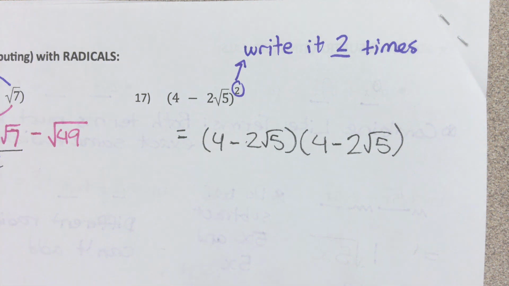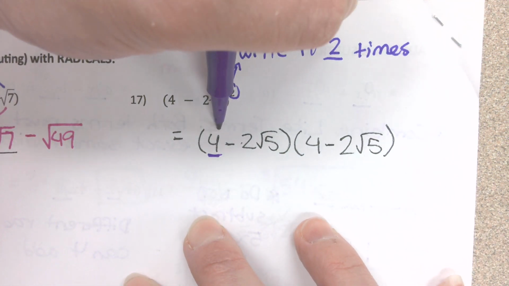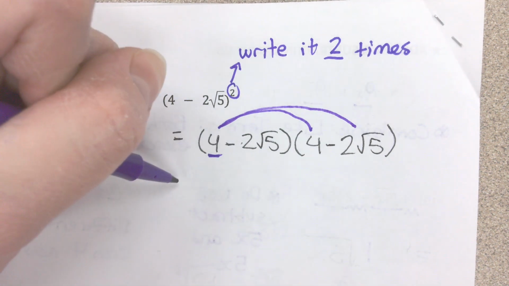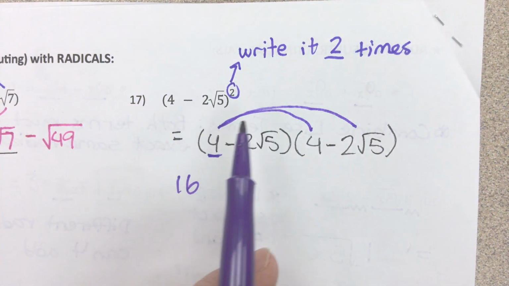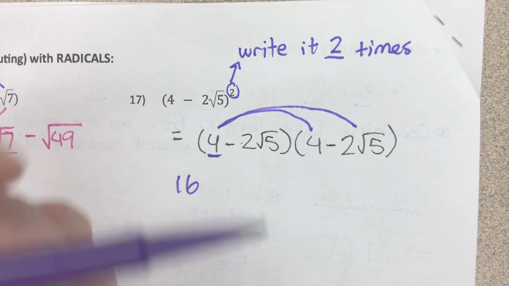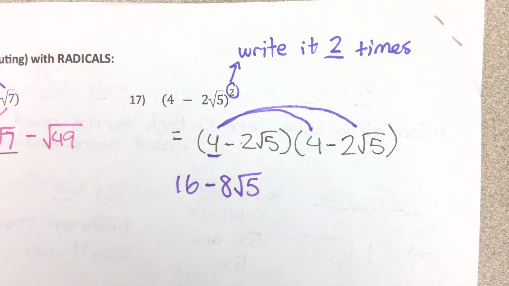And then I'm going to do the exact same process that I did in number 16. Starting with the 4, we're going to distribute it into the second set of parentheses. 4 times 4 is 16. 4 times negative 2 square root of 5. 4 times negative 2, you just multiply like normal. That's negative 8. And then attach the square root 5 to the 8.